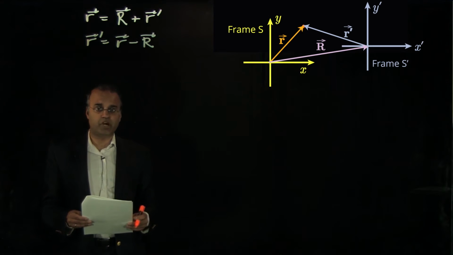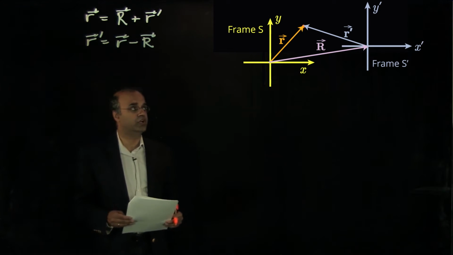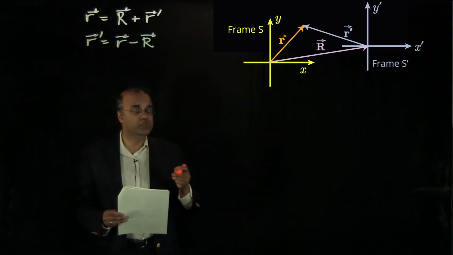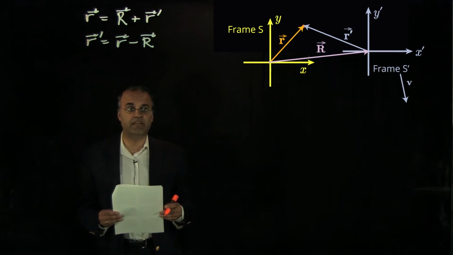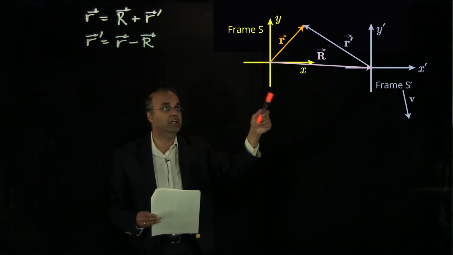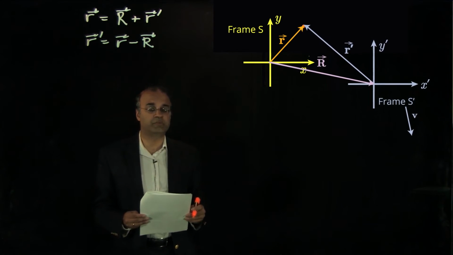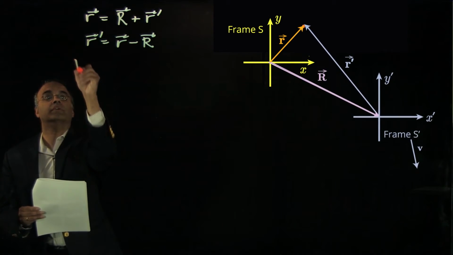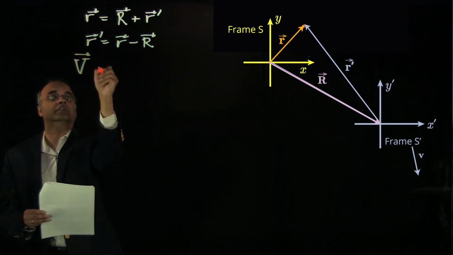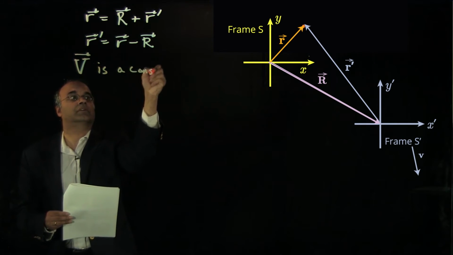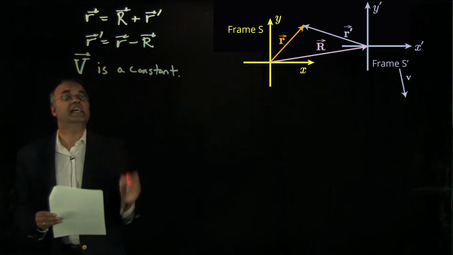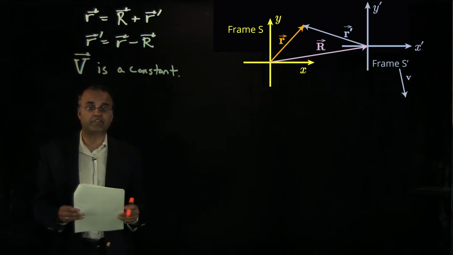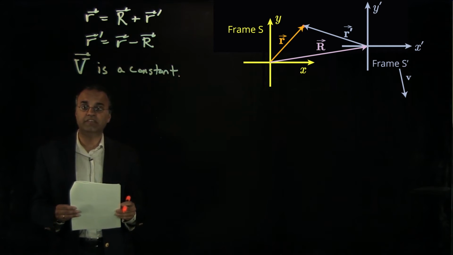Now, let's add a further complication and assume that the observer S prime is not just at a different location from the observer of S, but is moving at constant velocity relative to frame S. So we'll assume that frame S prime is moving at constant velocity with respect to frame S at a constant velocity vector v. Okay, so v vector is a constant. And in that case, my offset of observer S prime relative to observer S, which is the vector capital R, is a function of time.